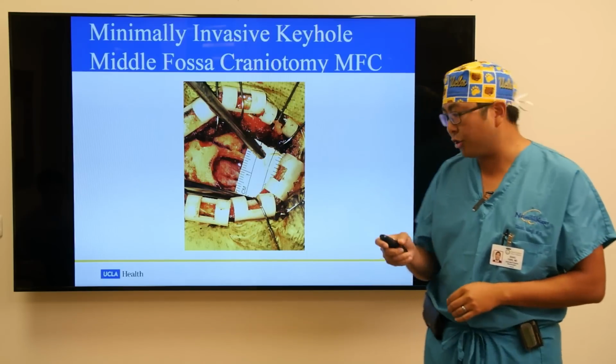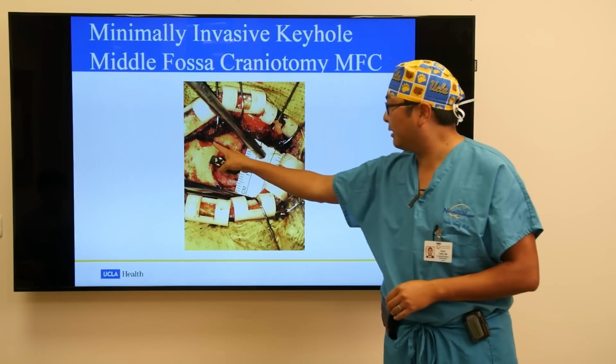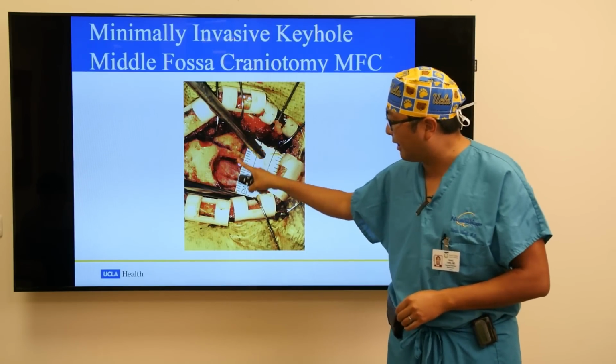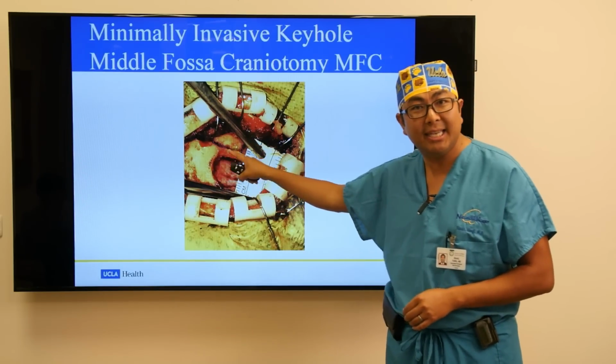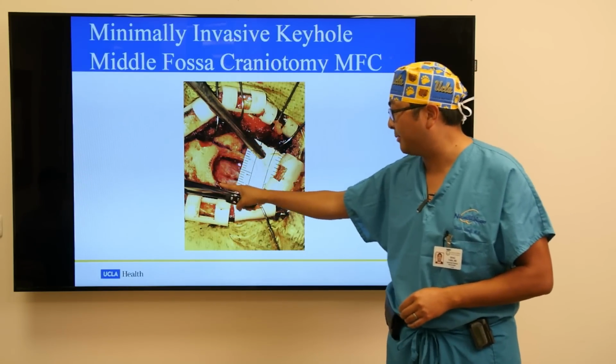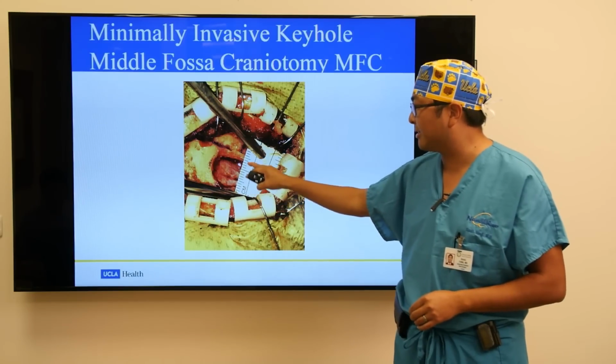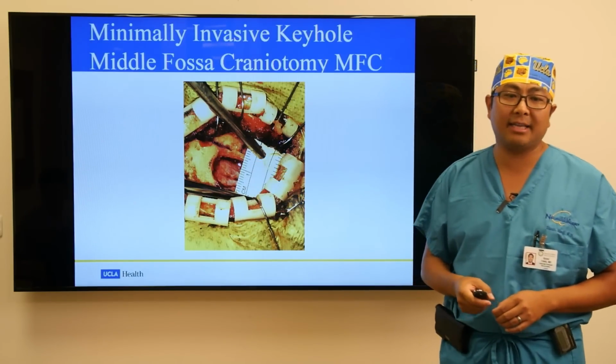And so this is the picture here. You can see here, this is the line of Yang. This is the line of Gopin. Here's the intersection point. We've made our mini keyhole middle fossa craniectomy. And this is a ruler to show that this is approximately 1.5 centimeters.